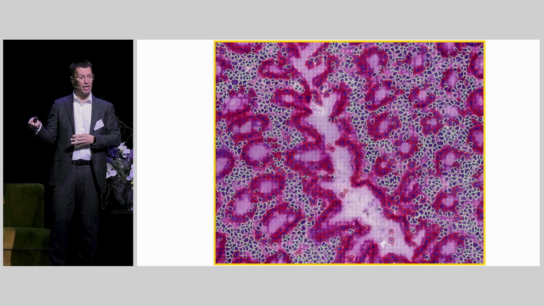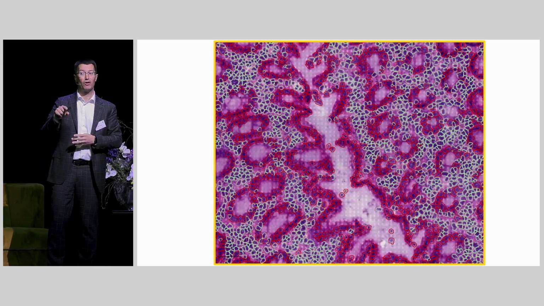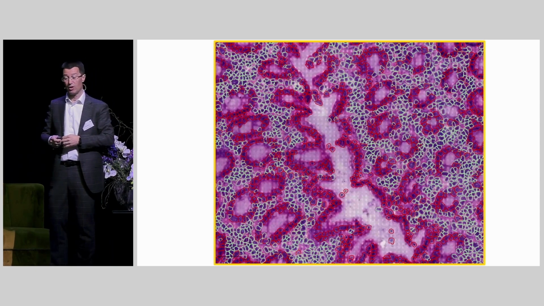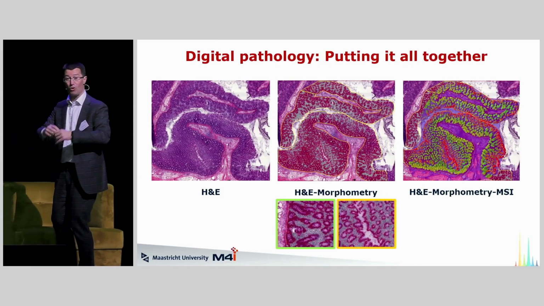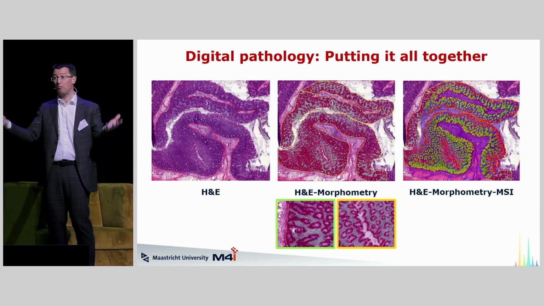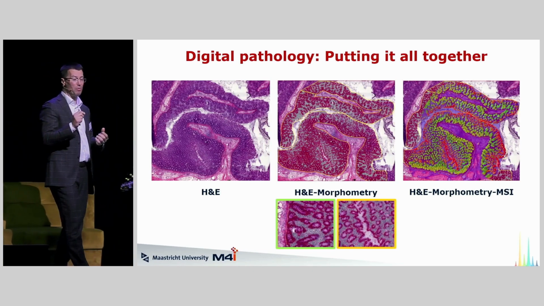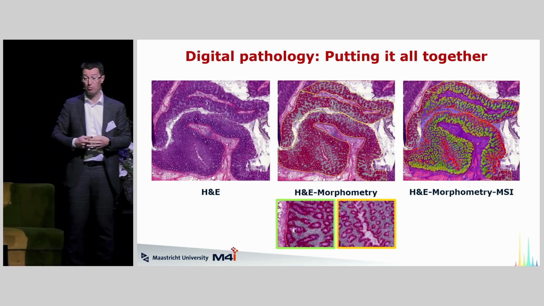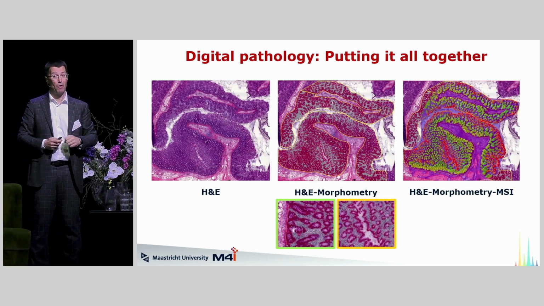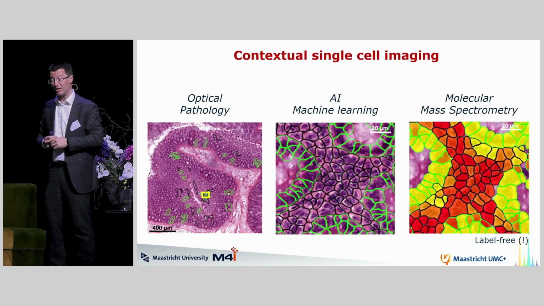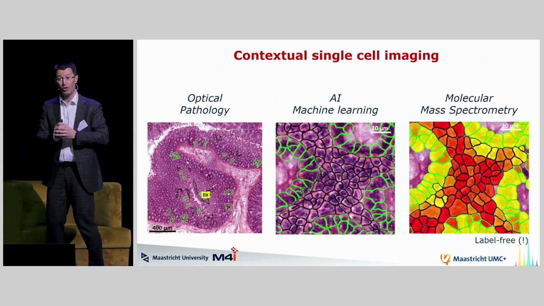This H&E image was taken after we had done the imaging mass spec experiment, right? The imaging mass spec experiment shows us all these different, in this case, lipid and metabolite patterns. Now, with every single one of these patterns, we can identify an individual cell type, because there too, we now have single cell resolution.